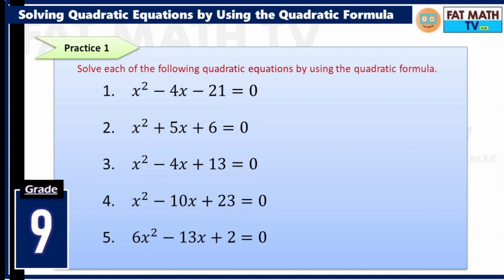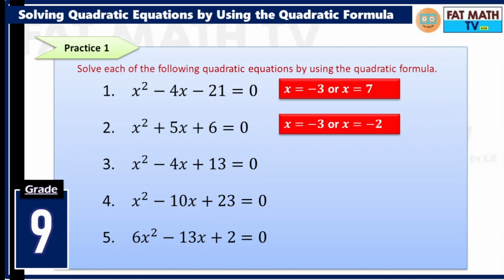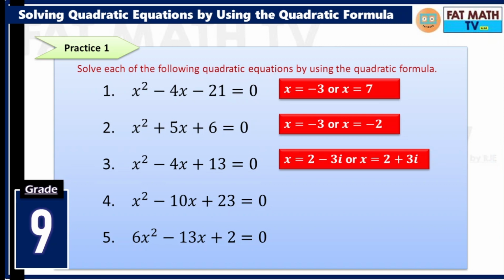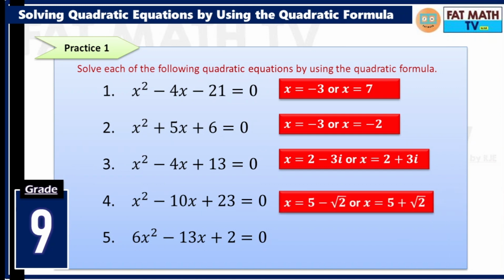Okay, so the answers are number 1, negative 3 and 7. Check your answers and let's see if you can get a perfect score. Number 2, negative 3 or negative 2. Number 3, we don't have real roots. So the complex roots are 2 minus 3i and 2 plus 3i. Number 4, we have irrational roots. These are 5 minus square root of 2 and 5 plus square root of 2. And for number 5, we have 1/6 or positive 2.